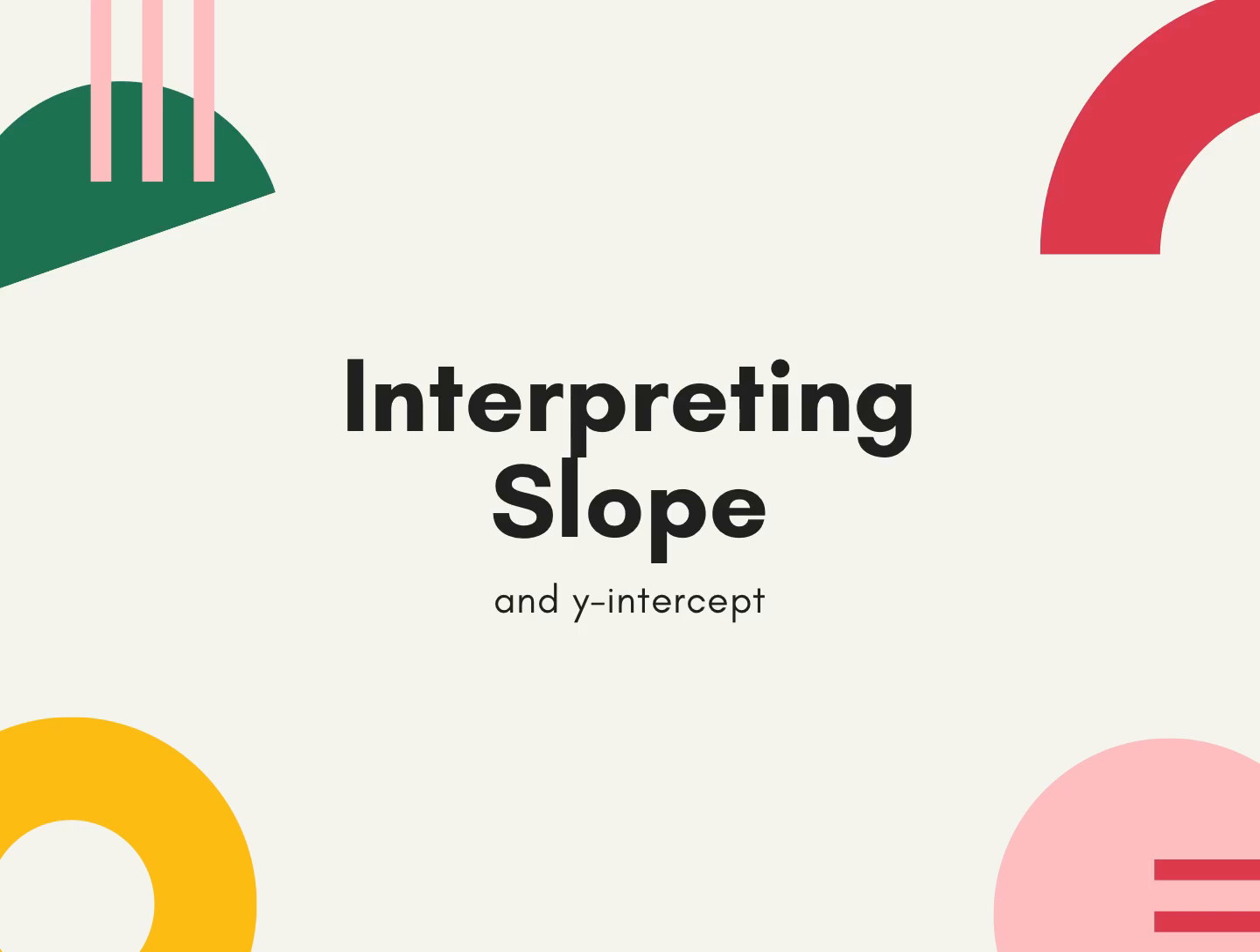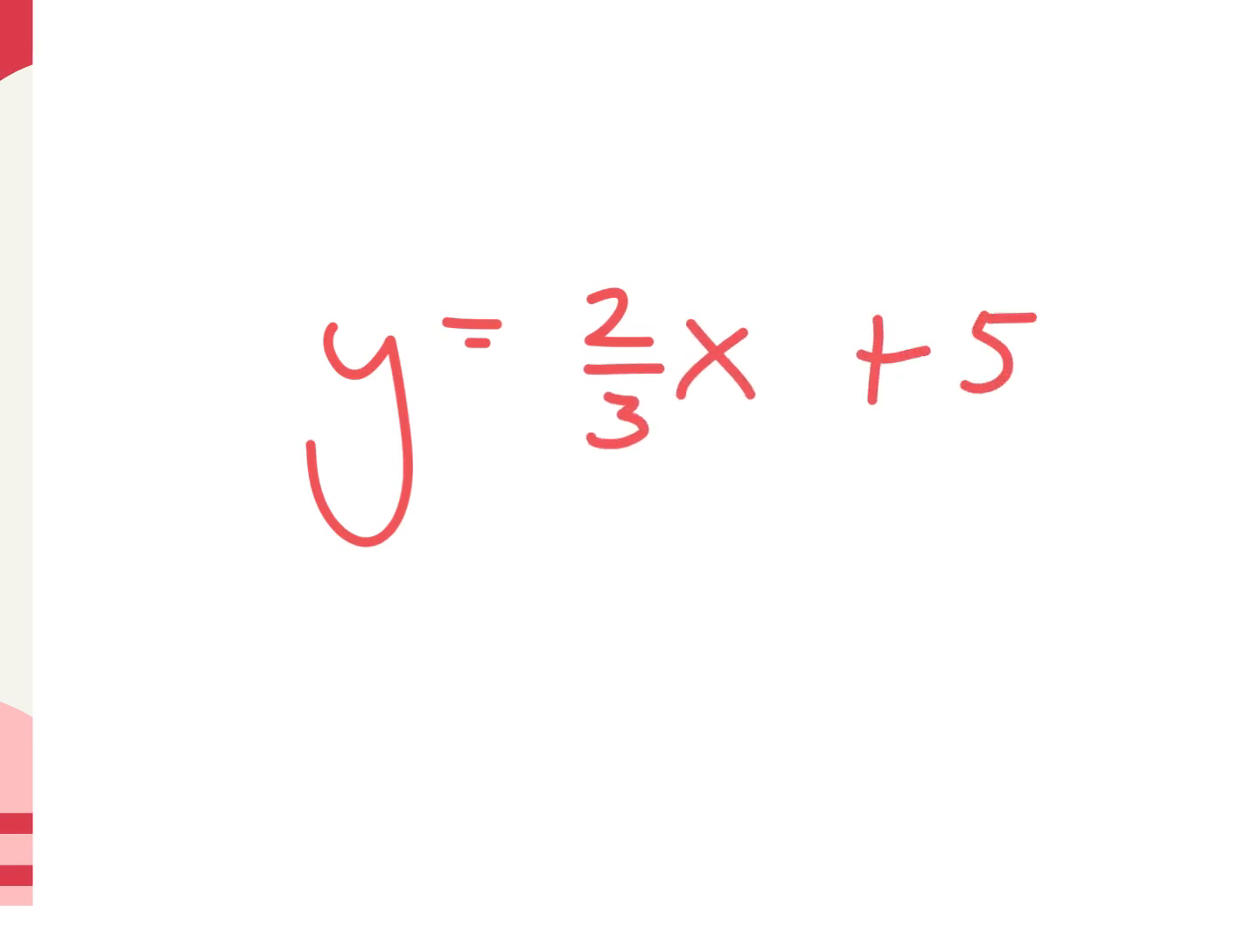So, interpreting slope. Well, you know what slope is. It's this rise over run thing. So in the context of a graph, I think you could have told me that's rise and that's run. I think you'd be good at that. But what if it's in the context of the real world?